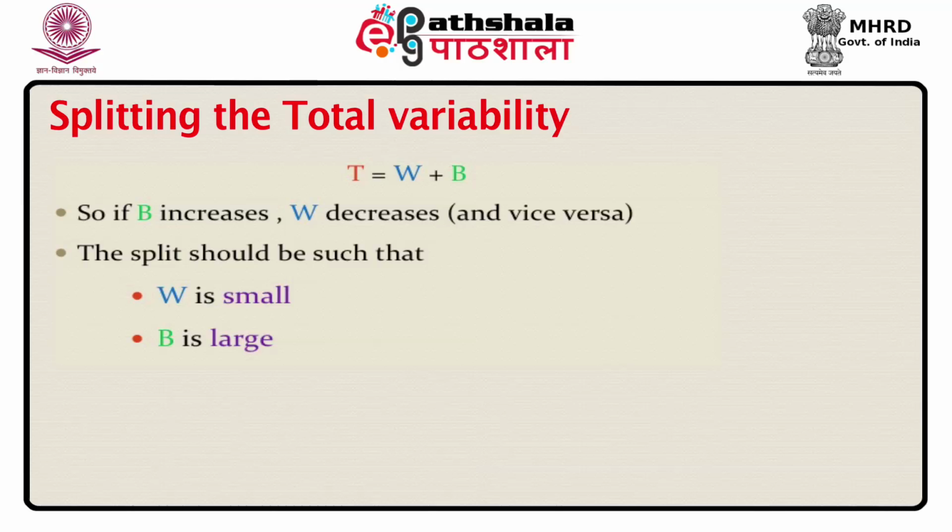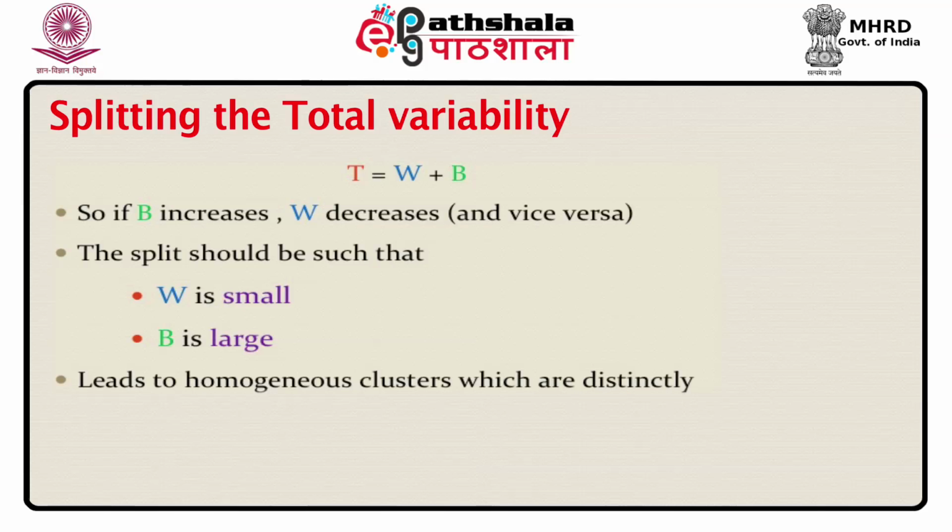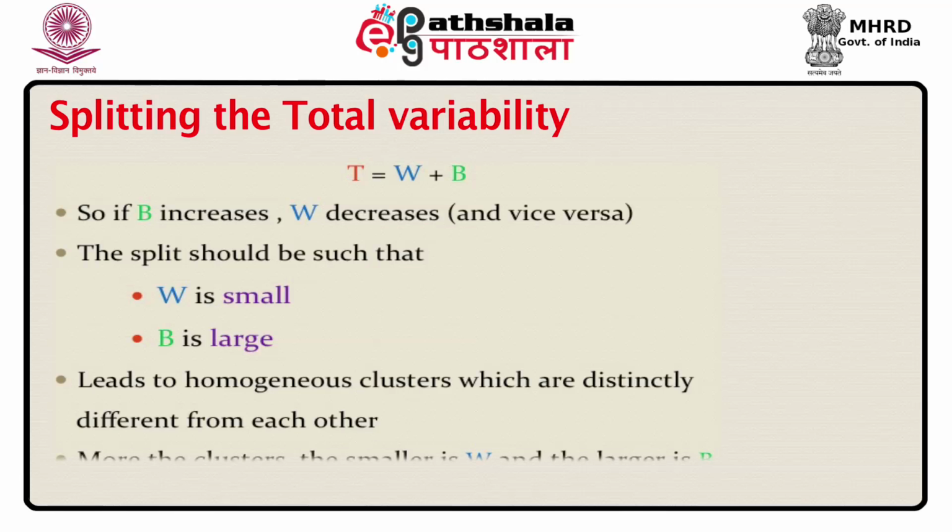The first means that W small, that is, within cluster variability is small, that is, the cluster is homogeneous. There is not much difference between the members within the cluster. Whereas the second, B is large, means that the clusters are distinct from each other. So they are very much different from each other. So if we can split it in this way, W small and B large, then the clustering is very good. This would lead to homogeneous clusters which would be distinctly different from each other.